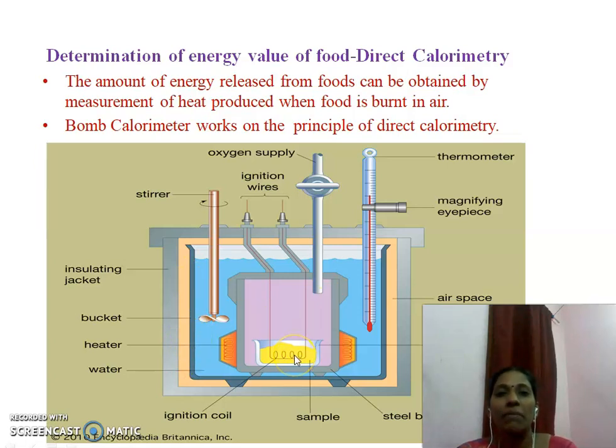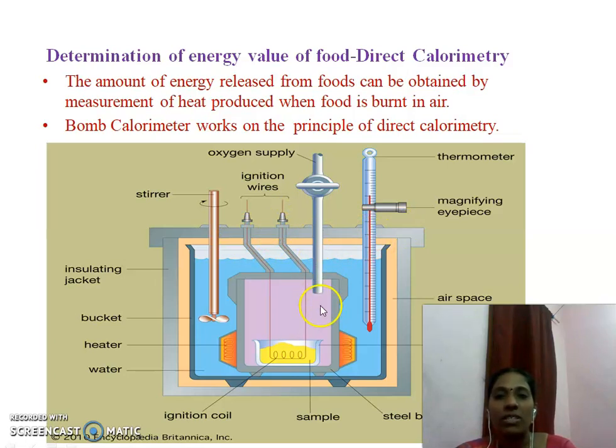The food should be weighed or measured before placing it inside the crucible. And these two are called the ignition wires. This will help to burn the sample which is present in the crucible. And this one is called the oxygen supply valve. Through this valve only the oxygen will be supplied into the bomb. After supplying the oxygen, the ignition wire will start burning. So only the oxygen valve should be open. Other than that, all the valves present at the top should be closed.